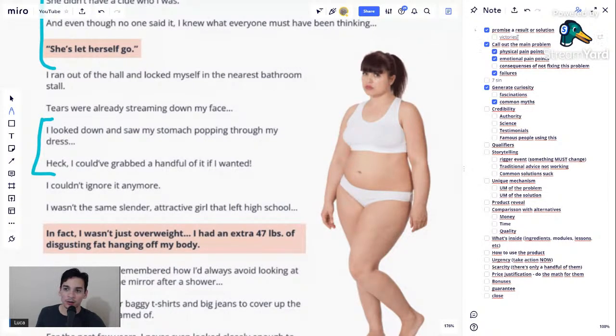This is again how it looked like physically, right? This is the physical pain points.